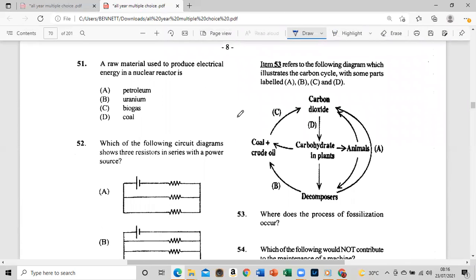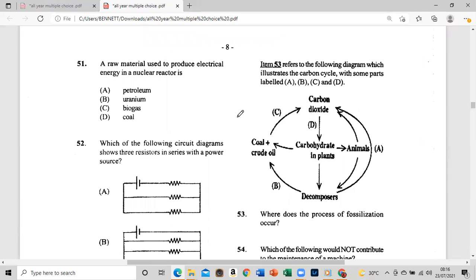A raw material used to produce electrical energy in a nuclear reactor. Is it A, petroleum, B, uranium, C, biogas, or D, coal? So 51 is B, uranium.